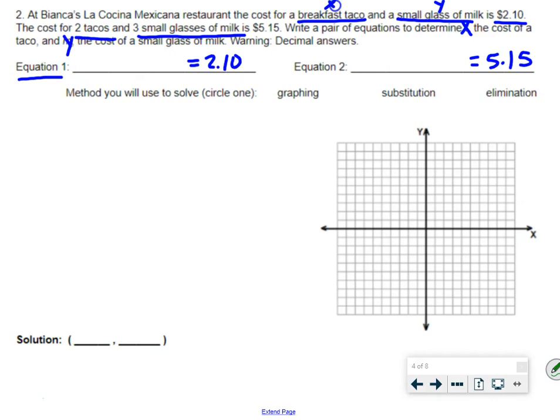So you are going to write your equations, choose your method. You can choose to graph, substitute, or eliminate. I would say elimination would be the best method, but it's up to you. You get to choose. Solve them. Write your solution, X, Y.